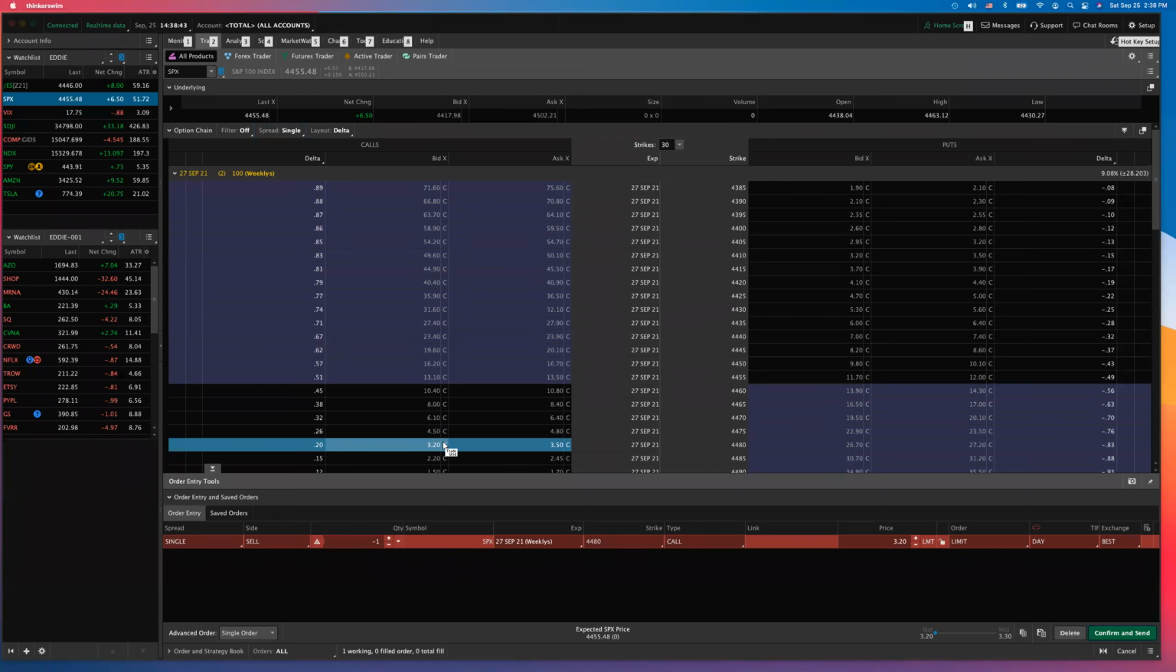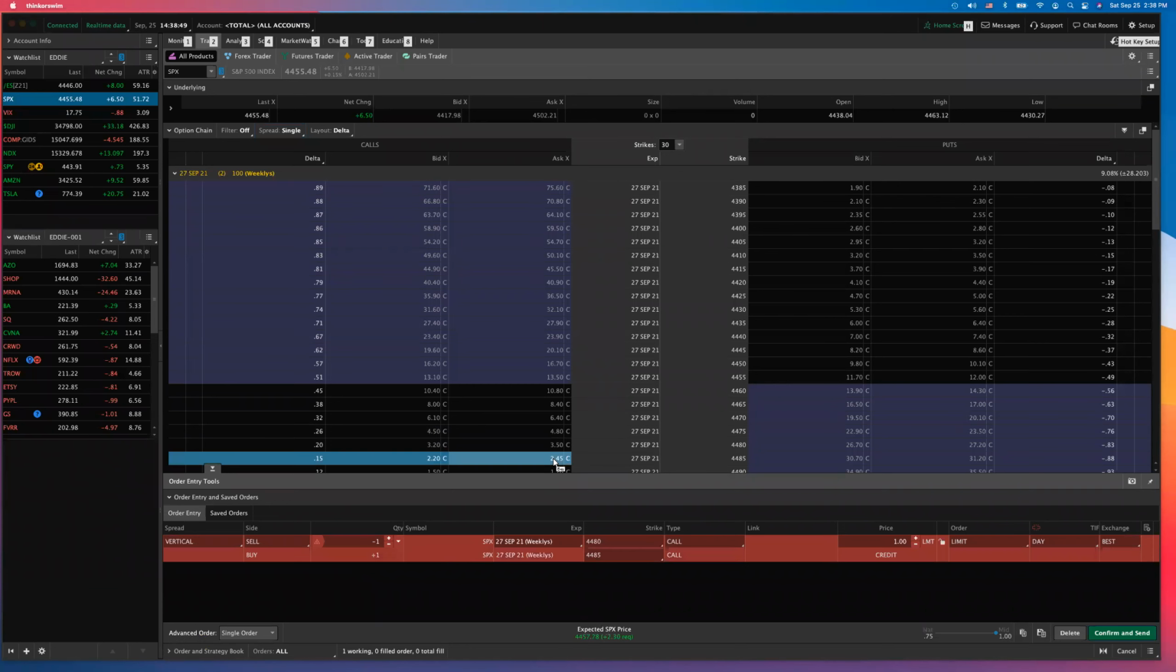I would hold down my control key. I would go to the 85 and buy that. Push on the 245, and that's what builds it. So you can see how that builds my vertical spread if I have a platform that does not have the vertical layout. Believe it or not, in 2021, we still have platforms that don't have that.